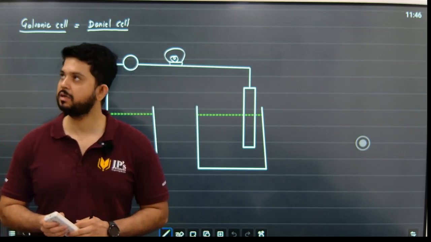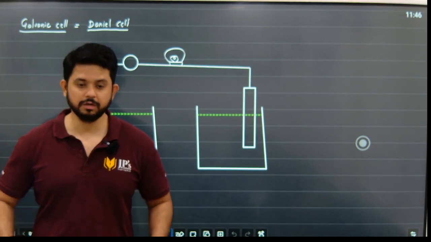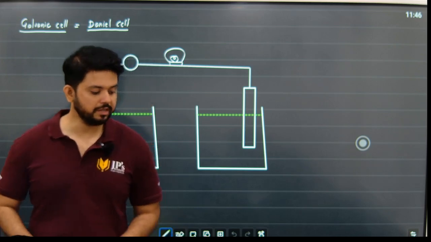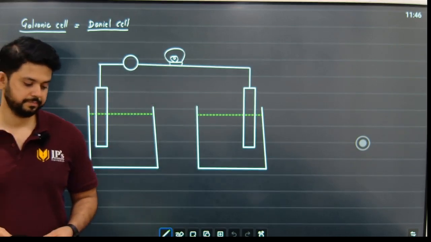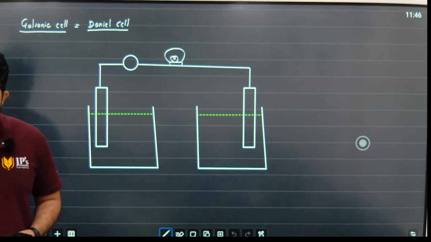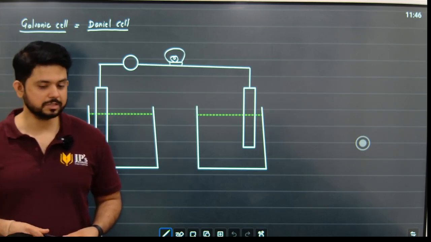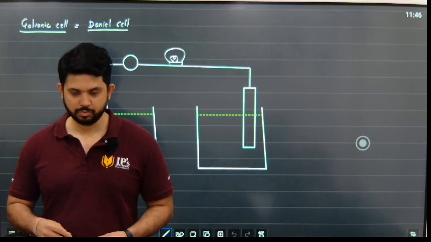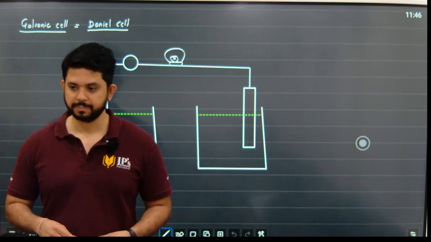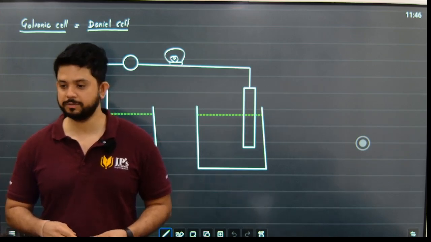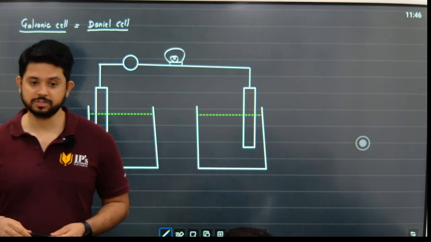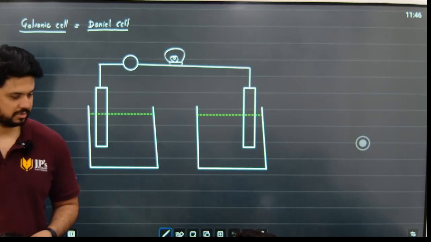using a spontaneous redox reaction. What do you mean by spontaneous? Taking place on its own. What is delta G for a spontaneous process? Excellent, less than 0. What is delta S for spontaneity? Excellent, greater than 0. Okay?